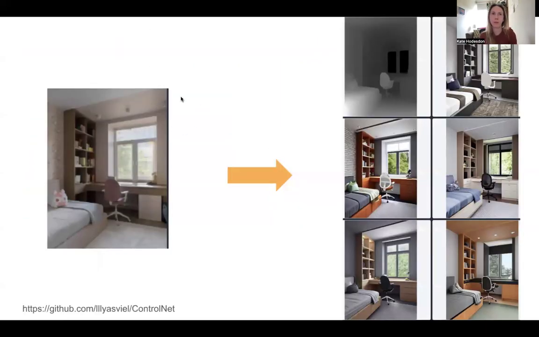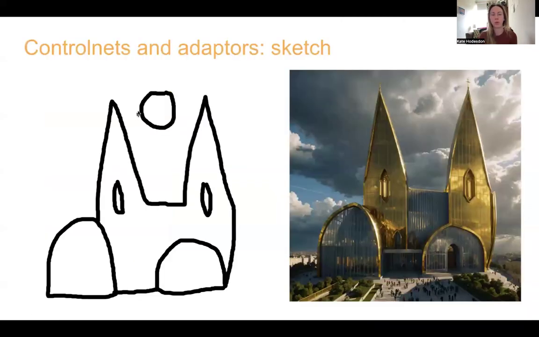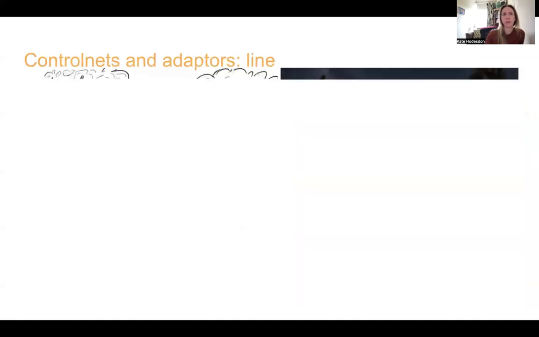Here's another nice application of this. You can basically paint on a new kind of surface level details of a room. We also have sketch maps. They guide generation on the basis of a sketch. So here the sketch is doing a similar job as the depth map in restricting the space of outputs.